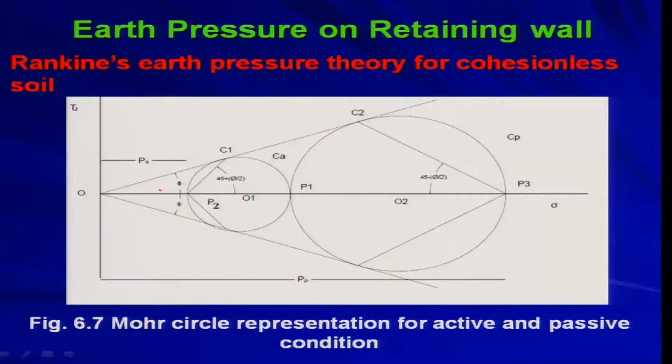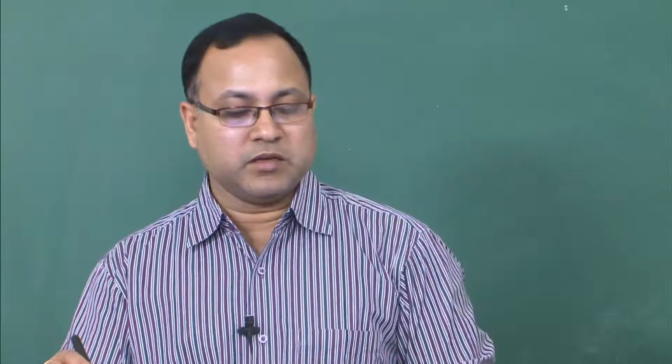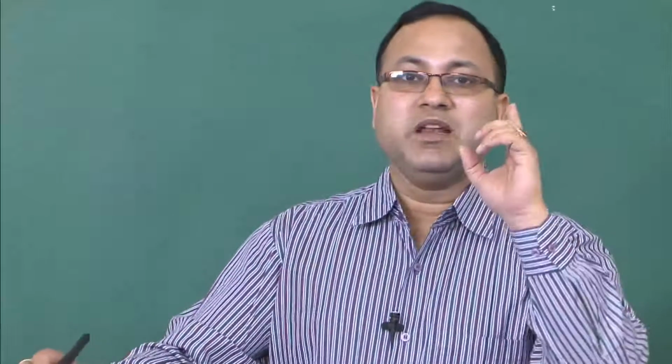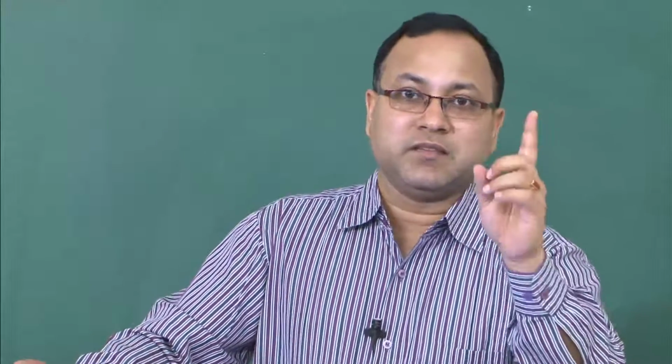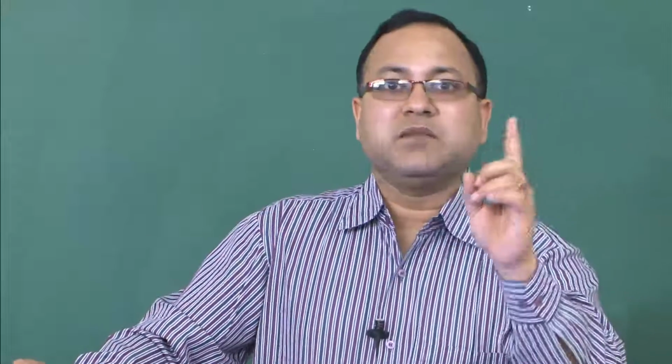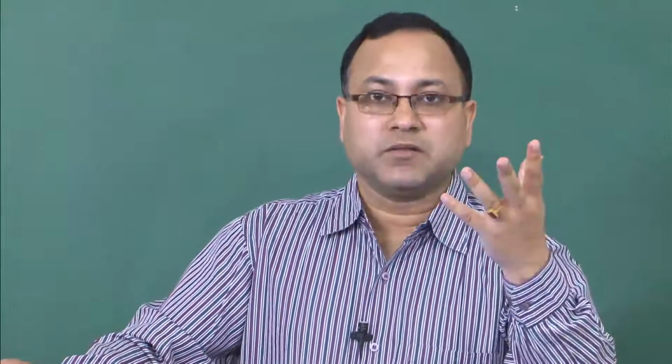So, this is the Mohr circle CA, that is the Mohr circle for active state, and CP is the Mohr circle for passive state. And as I told you, your sigma V is the same for passive state or active state, whatever state you consider. Sigma V is gamma z, because you are not changing the location at which you are considering that soil element. So, sigma V will remain the same for active and passive state, whereas your sigma 3 for active state and sigma 1 for passive state will be different.